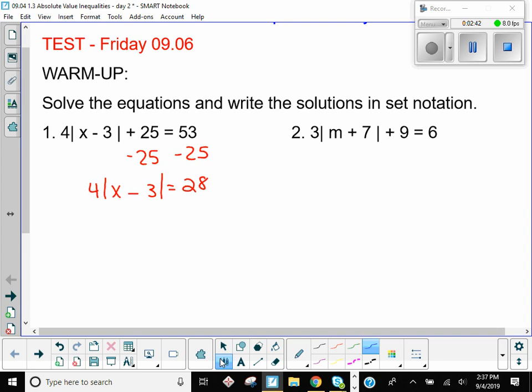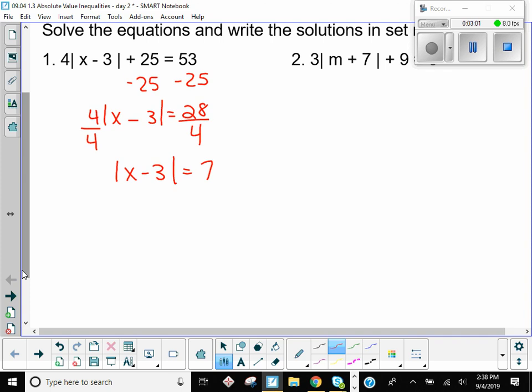So back to the problem at hand. I'm not distributing the 4. What am I going to do instead? Divide, right? And this is the step that we call isolating the absolute value. And right here is where we ask ourselves the question: is that absolute value equal to a negative number right now? No. What if it was a negative number? What would I do here? Empty set, right? I would say there's no solution because the absolute value can't equal a negative.